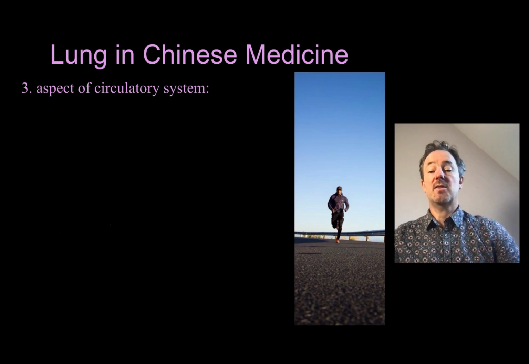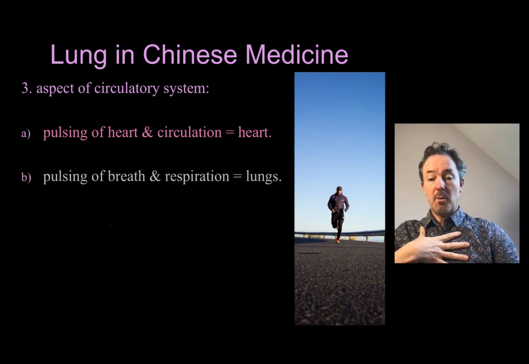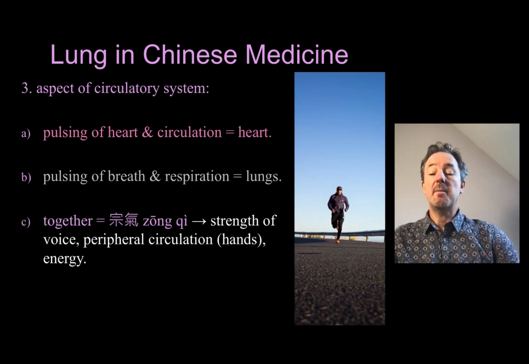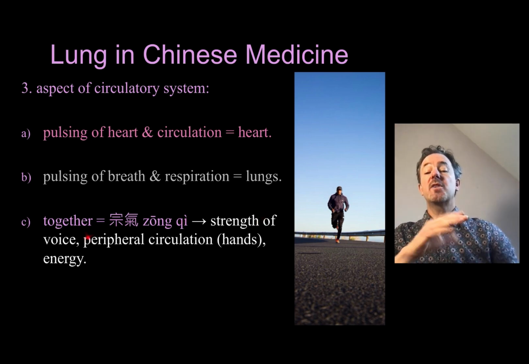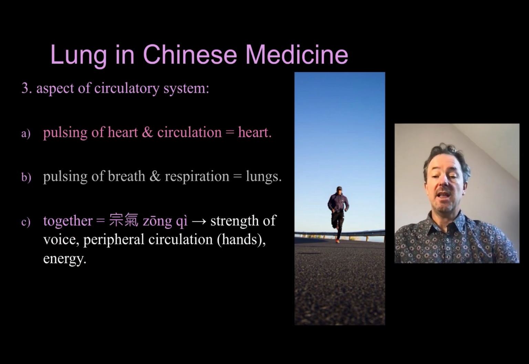The lungs make up part of the circulatory system. So we have the beating of the heart and the circulation, and we have the pulsing of the breath and respiration, and together they make up in Chinese medicine the zong qi, the qi that controls the strength of our voice, circulation and peripheral circulation, and our general energy levels. So if these things are adversely affected, we may be treating the lungs.